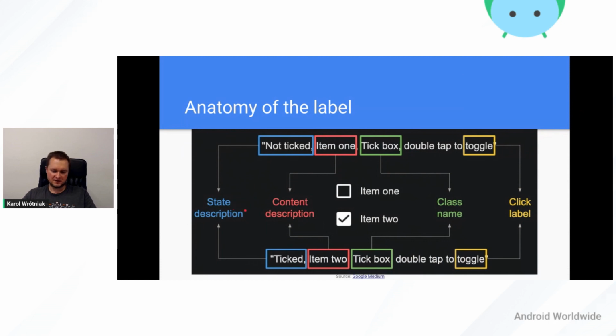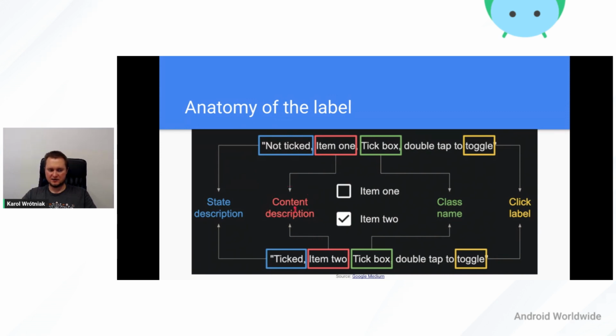Let's see the full anatomy of the label spoken by TalkBack. First, we have the state description. On this screencast, you can see on and off in case of toggleable, but you can customize it: enabled, disabled, or ticked, not ticked, like you have here. And state applies only to stateful composables like switch, checkbox, radio button. There may be a three-state checkbox, but it does not apply to stateless composables like simple texts or just clickable buttons which do not hold any state.